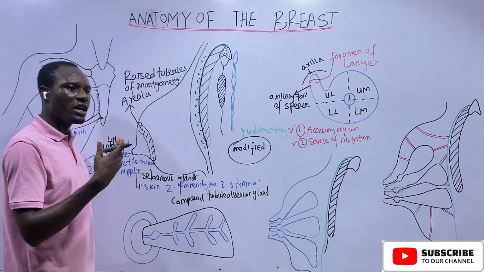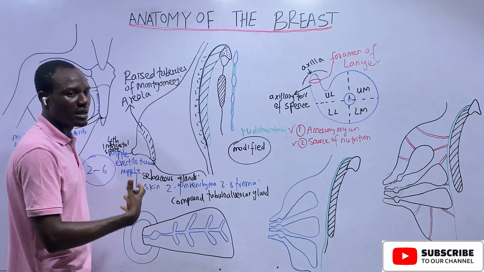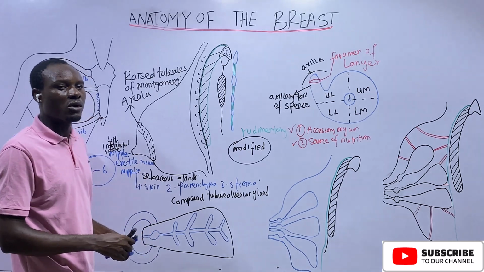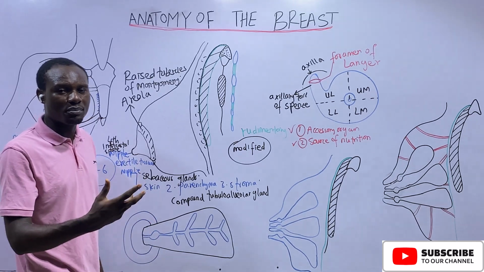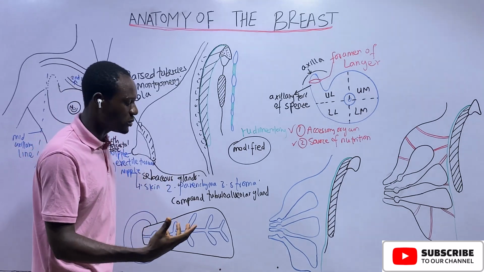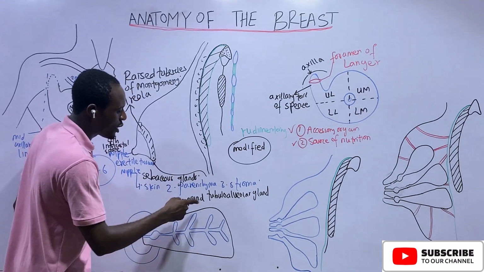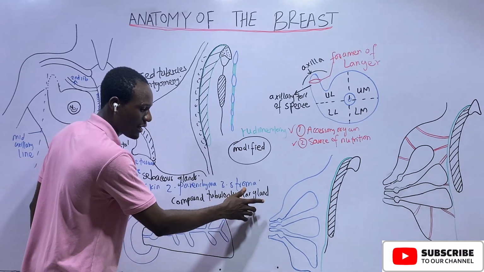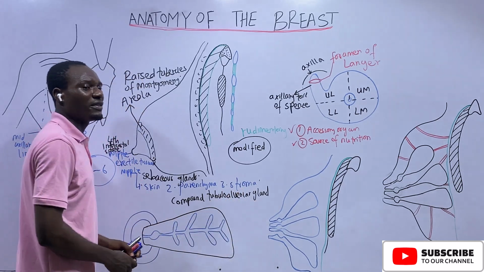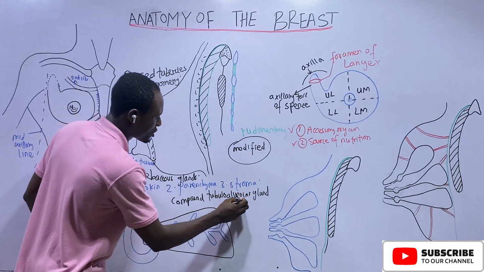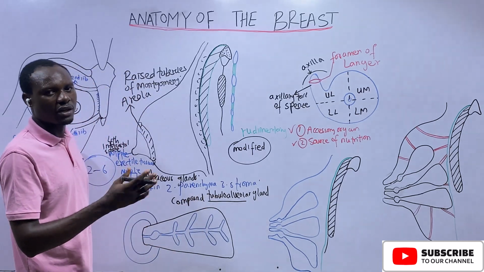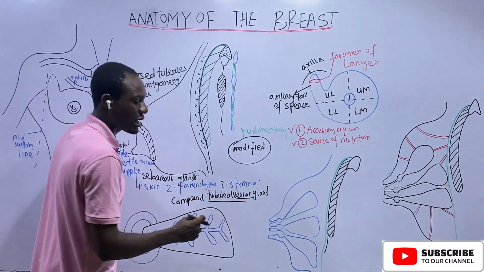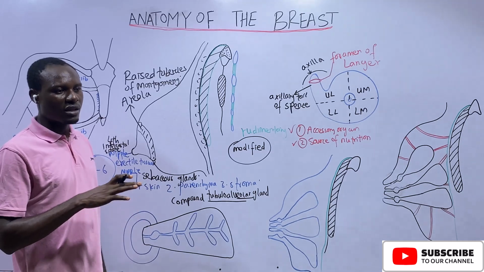Because we earlier said that the breast is a modified sweat gland. And what type of modified sweat gland, based on structure and arrangement of the lobules, is actually a compound tubulo-alveolar gland. Okay? So it's going to have a system of ducts or tubules and a system of secretory cells or alveoli. That is why it's called a compound tubulo-alveolar gland.